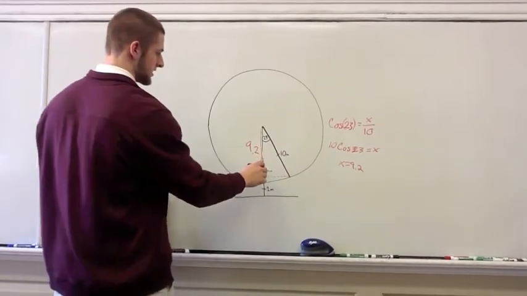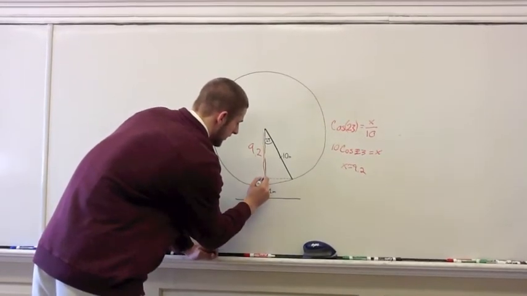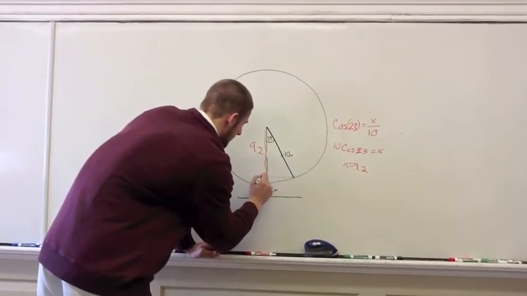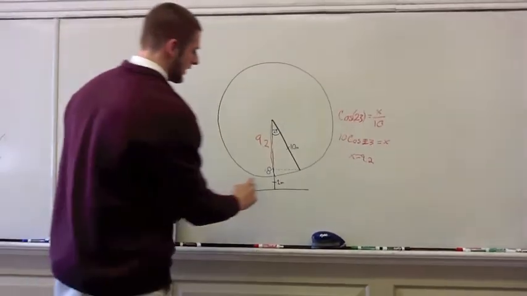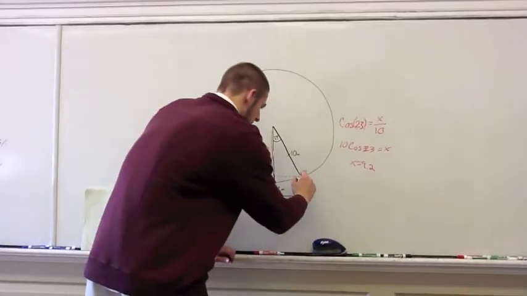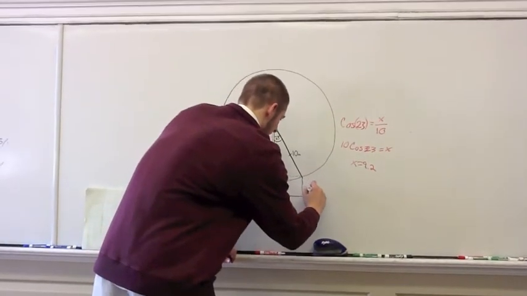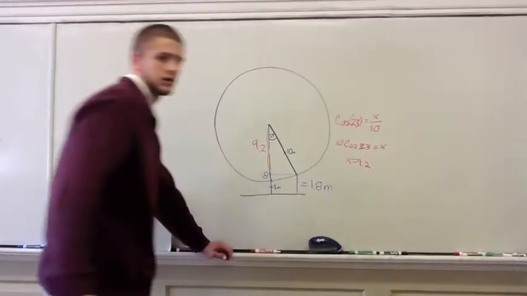And given that the radius is 10, that makes this section 0.8. And when added to this distance of 1, the Ferris wheel is already set above the ground, gives us a total height of 1.8 meters.